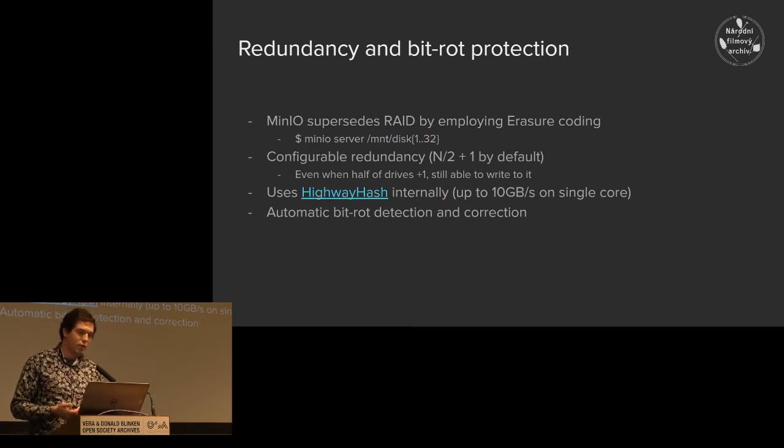MinIO's erasure coding is based on a very fast algorithm called HighwayHash, which is able to hash multiple gigabytes per second on a single CPU core, so it's pretty fast. When the system detects an error, one of the chunks will be automatically reconstructed from the other parts present in the system, be it bitrot or a crashed disk, which was just replaced.